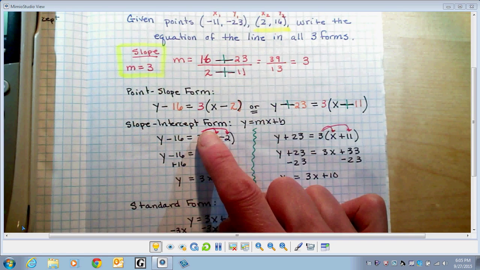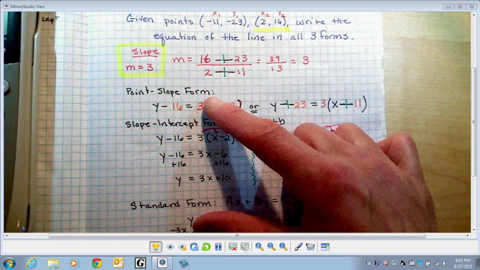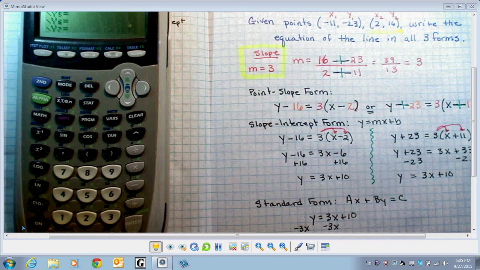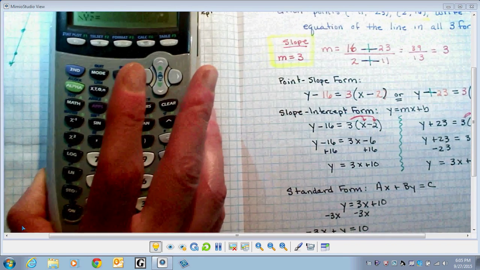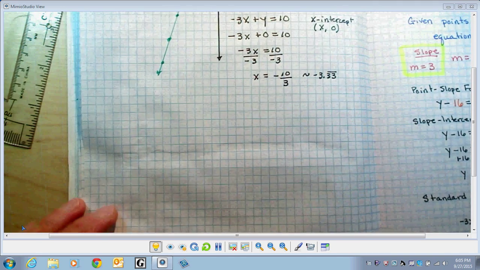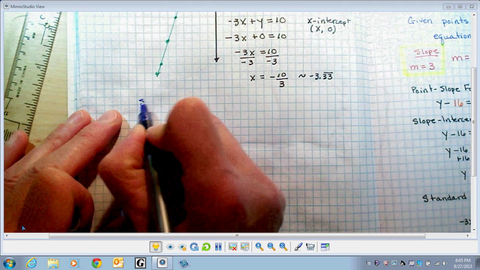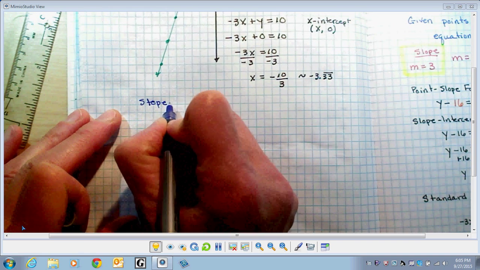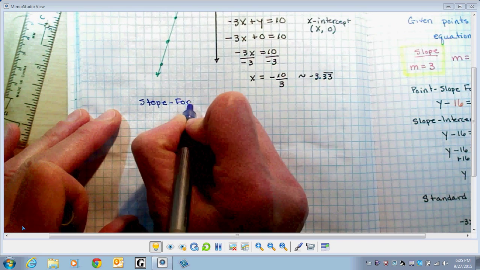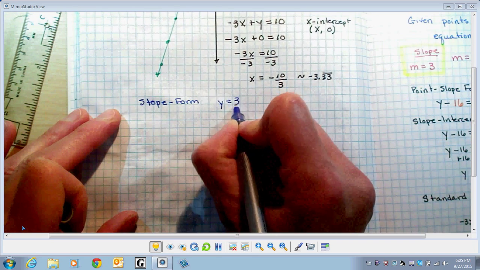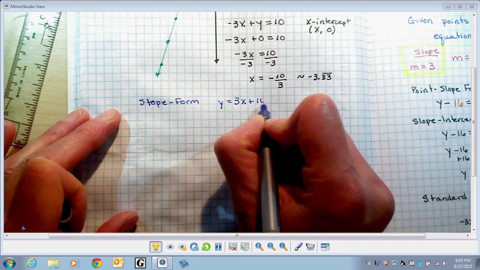So I now need to do the other 2 forms. I'd have to do some math to do it, a little bit, but not a whole lot. So let's look at that. So my calculator tells me that in standard form, excuse me, I keep saying that, slope form. I want to get it to standard form. So slope form, I have y equals 3x plus 10.